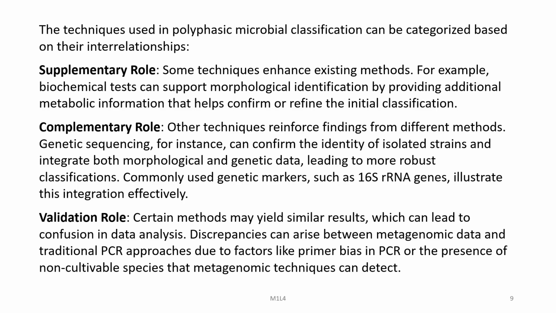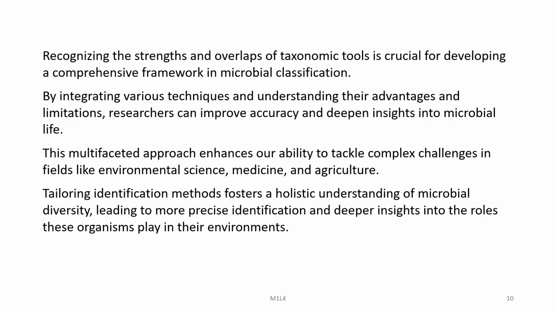So certain methods may yield similar results, which can lead to confusion in data analysis. Discrepancies can arise between metagenomic data and traditional PCR approaches due to factors like primer bias in PCR or the presence of non-cultivable species that metagenomic techniques can detect.